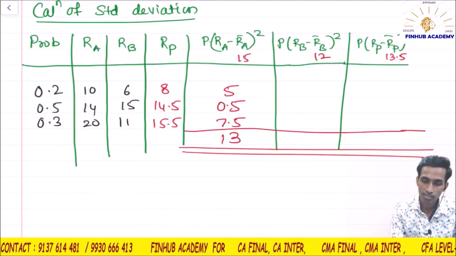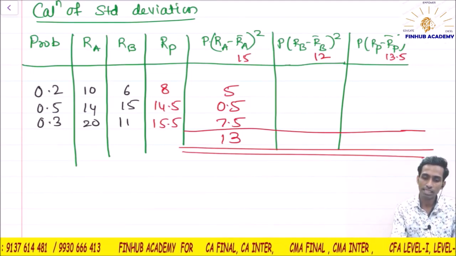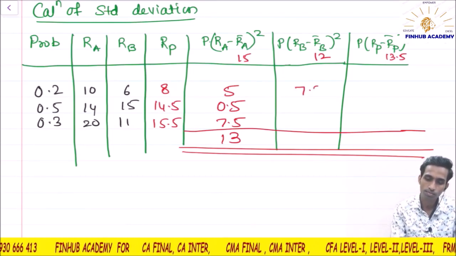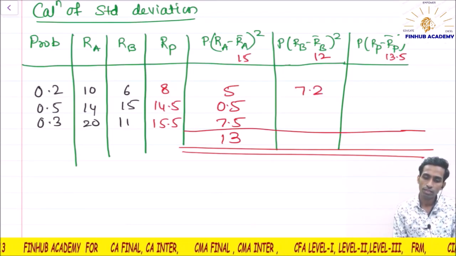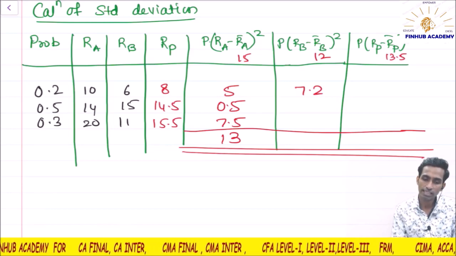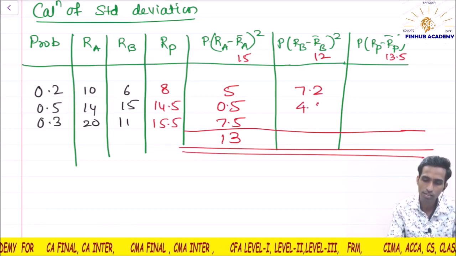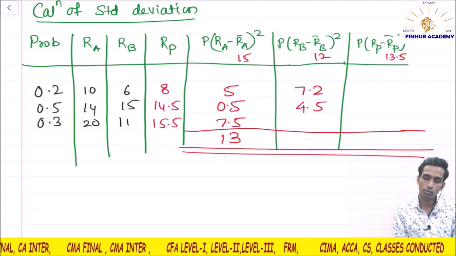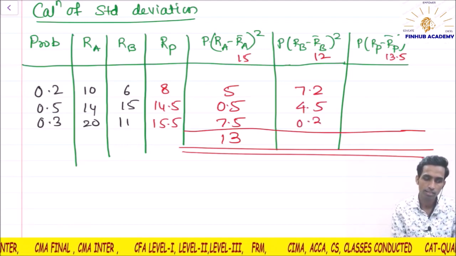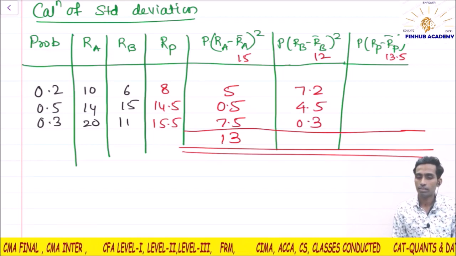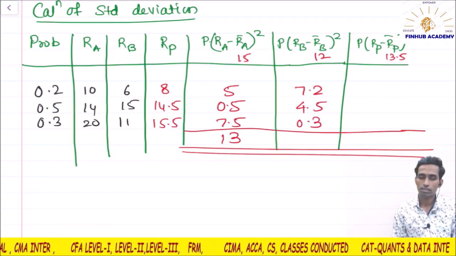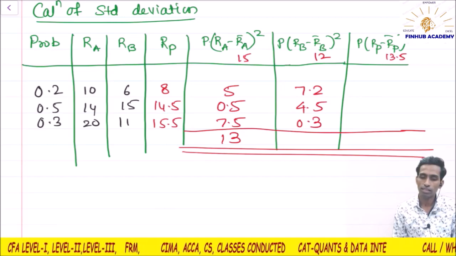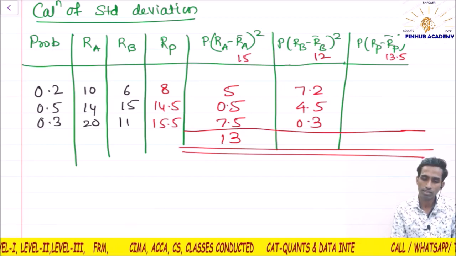Na? RB. 6 minus 12 is minus 6. Minus 6 squared is 36, into 0.2 is 7.2. 15 minus 12 is 3. 3 squared is 9. 9 into 0.5 is 4.5. Orally also you can do it. 11 minus 12 is minus 1. Minus 1 squared is 1, into 0.3 is 0.3. Okay. 7.2 plus 4.5 is 11.7, plus 0.3 is 12.